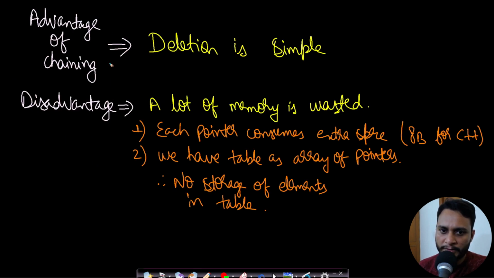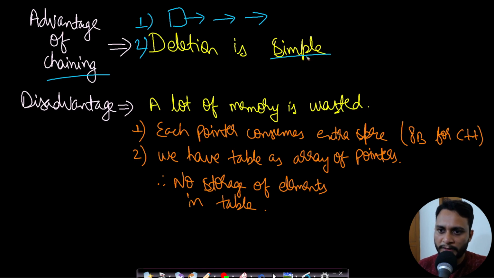Now what is the advantage of chaining? Why do we even chain? The first advantage is that we can store multiple values at the same slot by using the linked list formation. The second advantage is that deletion will be much simpler. This second part, you will understand once you complete open addressing, which I will be explaining in the next video.